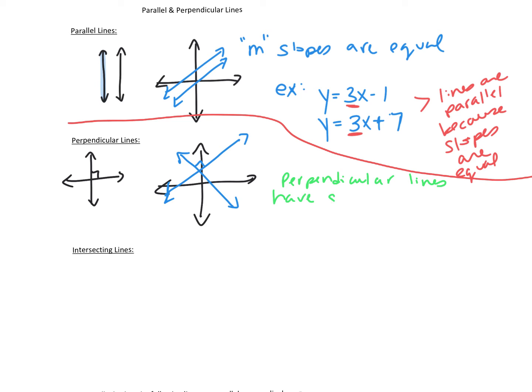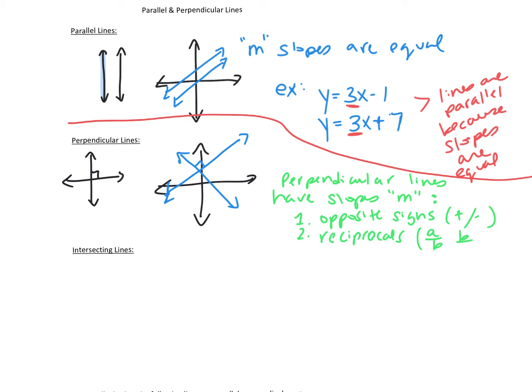have slopes, again the m value, that are two things. Opposite signs, meaning one positive, one negative, and they are reciprocals, meaning that if it's a fraction, the numerator and denominator flip.